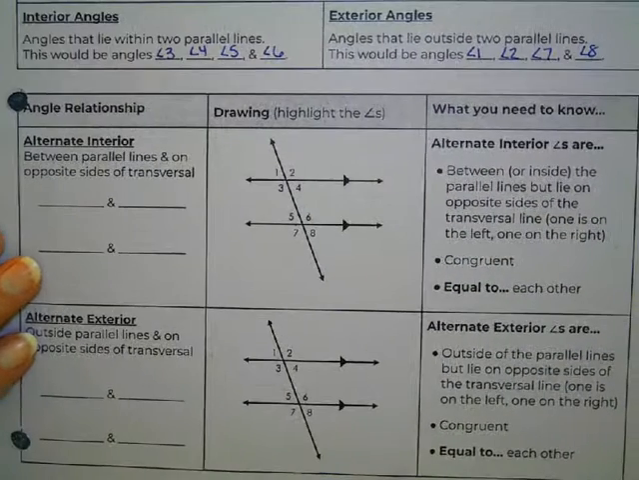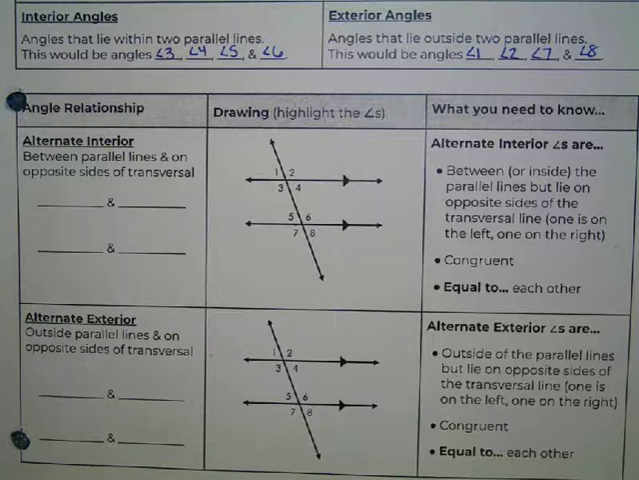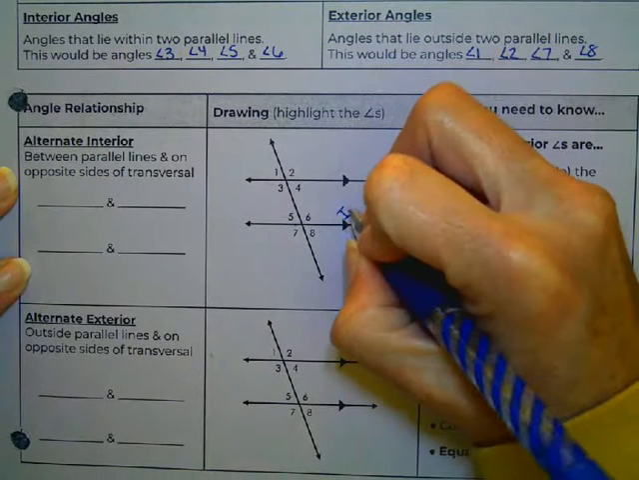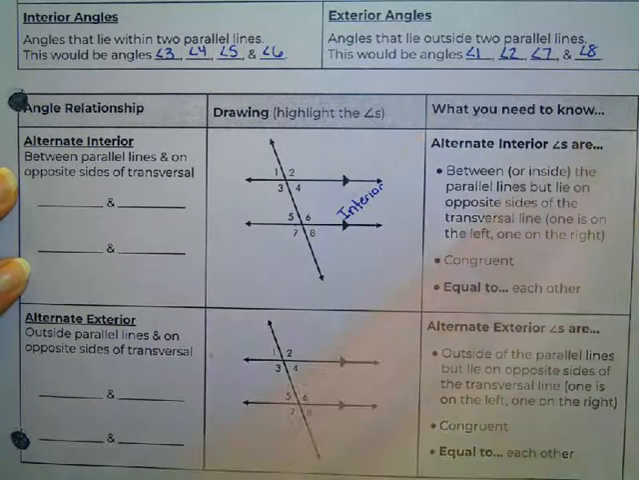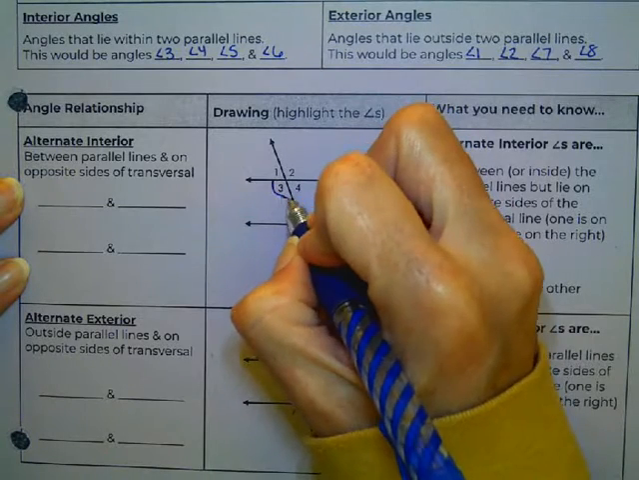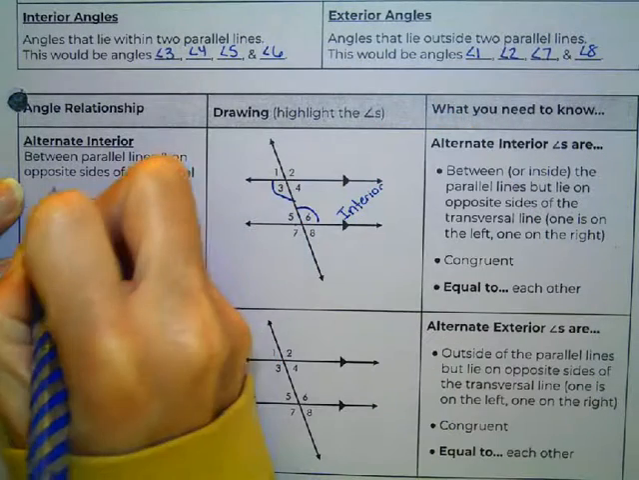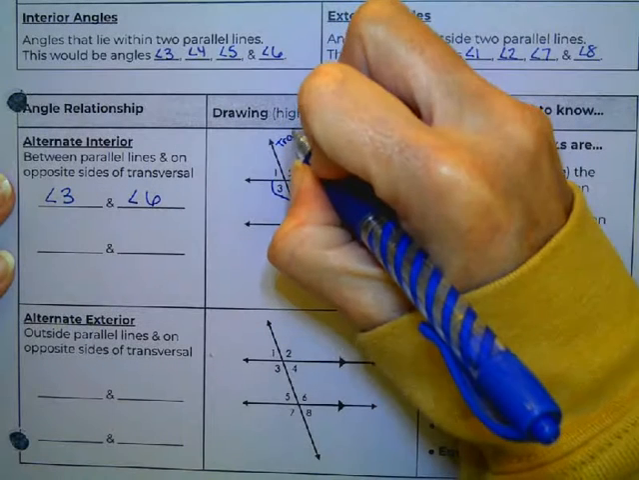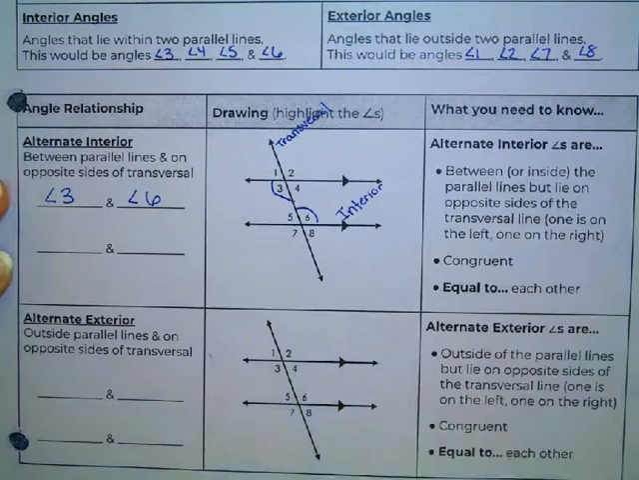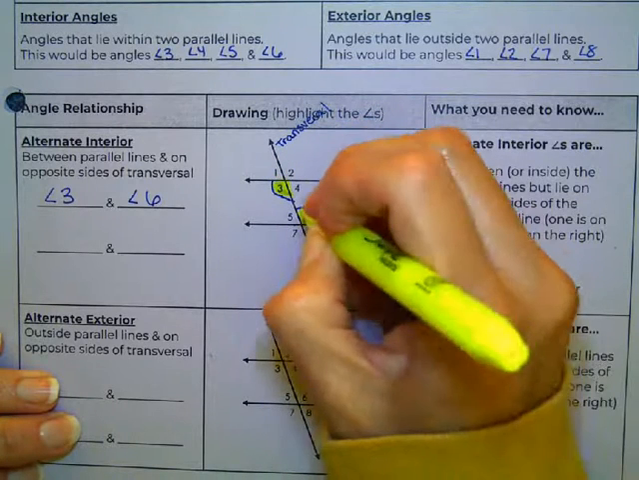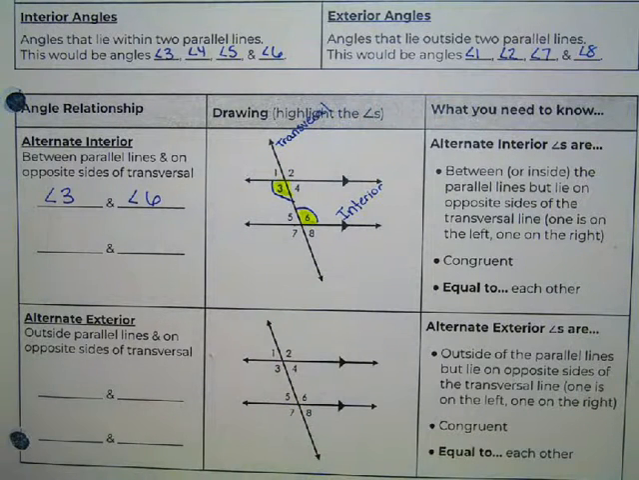Now we have specific kinds and what we need to know about these. Alternate interior angles are between the parallel lines, because of the word interior, and they're on opposite sides of the transversal. Opposite means alternate. So angle 3 and 6 are on opposite sides of the transversal, the line. Those are called alternate interior.